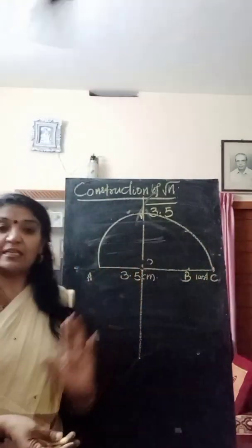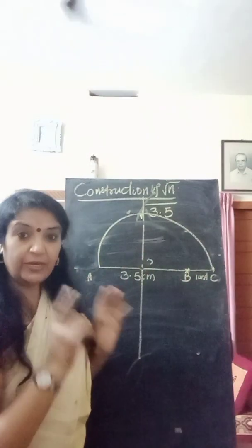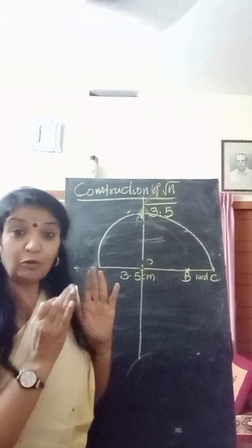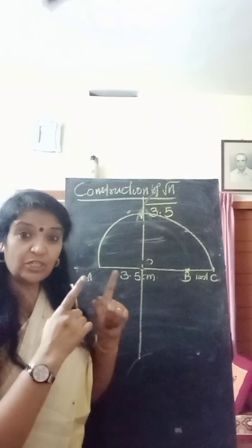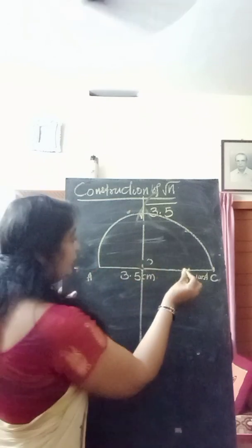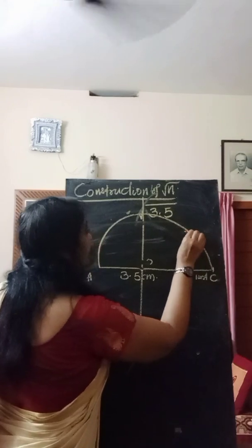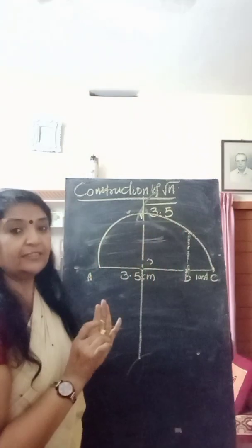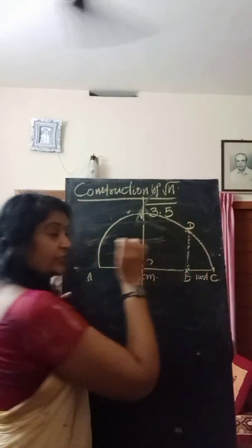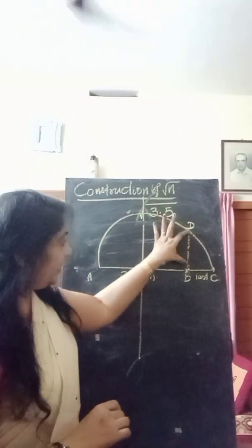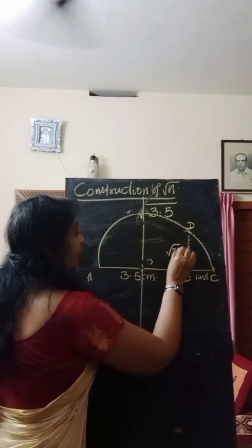Then after getting the semicircle, from B you take a perpendicular line, a perpendicular line which touches the semicircle at a point. So using the scale, you have to draw a perpendicular line. You can take a 90-degree angle. That is a perpendicular line. Mark it as D. You got BD. That BD is the same as your square root of 3.5.